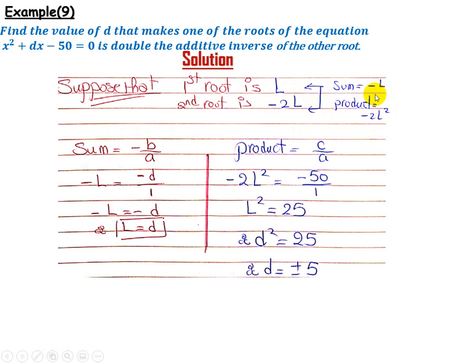Sum of the roots, which means negative L, equals from the rule negative b over a, which means negative d over 1. Crossing negative with negative, so L equals d. Product of the roots equals c over a, which means negative 50 over 1, equals negative 2L squared. So L squared equals 25, and L equals d, so d squared equals 25. Taking the square root of both sides, d equals positive or negative 5.